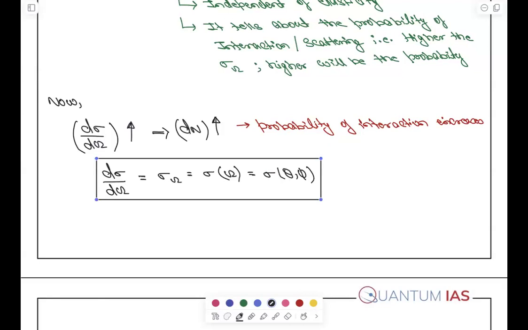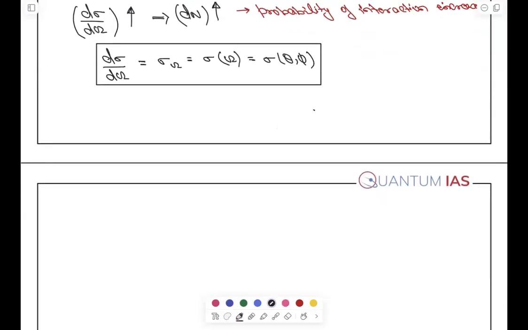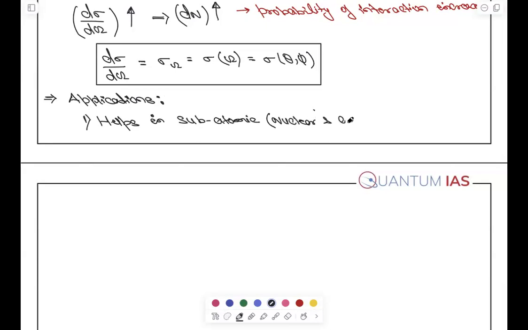Now few things I want you to write down. First one is its application. There are few topics whose value addition I will do in class itself, which are very important. So it helps in subatomic, that is nuclear and atomic physics. I gave an example, like discovery of neutron, nucleus.